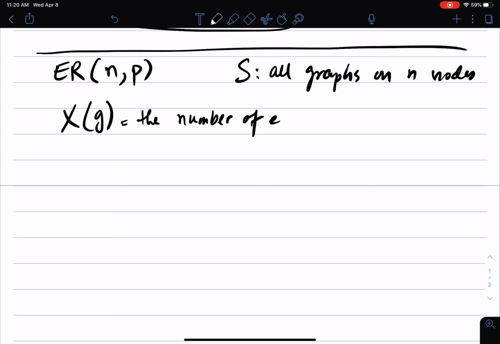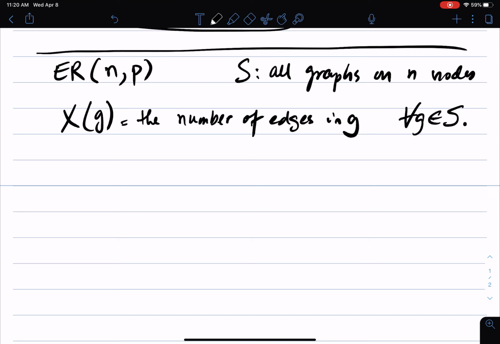The number of edges in G. Okay, so this is for every G in this sample space. So the first question is: what are the possible values that X, this random variable, can take? Of course, a graph can have 0 edges in it. The graph can have 1 edge. A graph can have 2 edges, and so on.